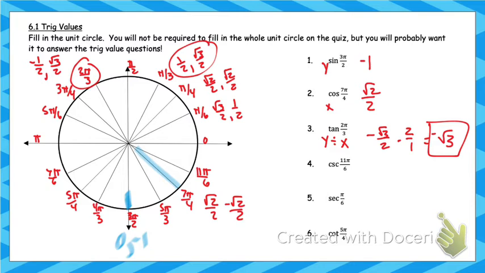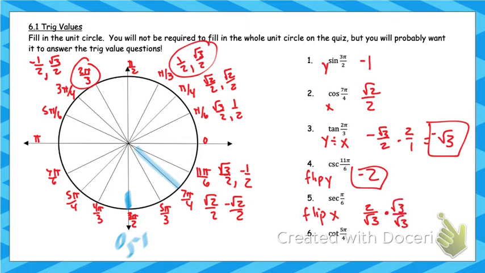All right, cosecant, we're going to flip y because it's the reciprocal of sine. So 7 pi over 6 is going to have the same y coordinate as pi over 6, except it's negative because of where it's located. So -1/2, if we flip it, is -2. Secant, that's going to be the reciprocal of cosine. So we flip the x. Pi over 6, the x coordinate is √3 over 2. Now when I flip this, I need to get the square root out of the bottom, so I'll multiply the top and bottom by the square root of 3.